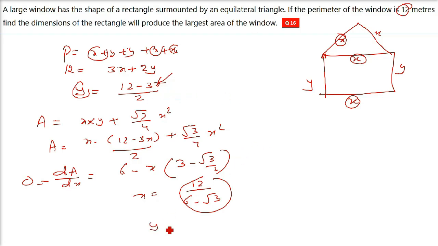How about y? y is simply (12 minus 3x) by 2. Replace this x in the y expression. You are going to get (18 minus 6 root 3) by (6 minus root 3). Two dimensions, x and y, we already got.